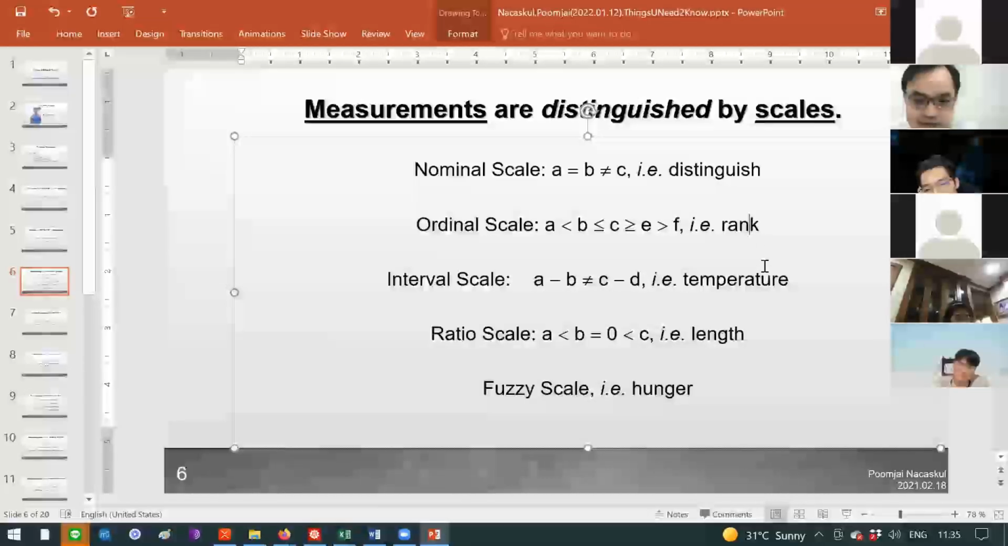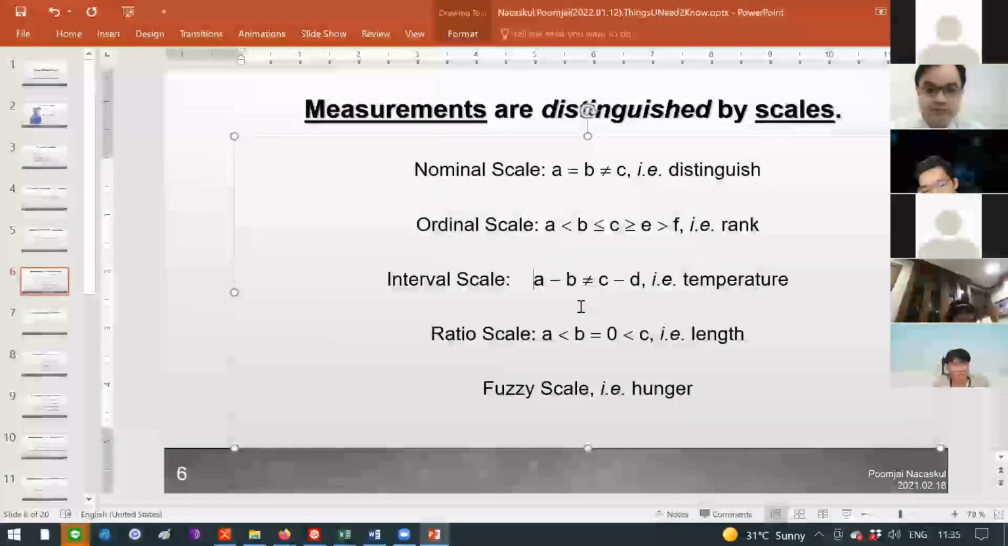Now, a good example of ordinal scale is a beauty pageant, right? You can say that Miss Universe is more beautiful than the runner-up. First runner-up is more beautiful than second runner-up. But what you cannot do is measure the distance between them. Okay, that's where interval scale comes in.